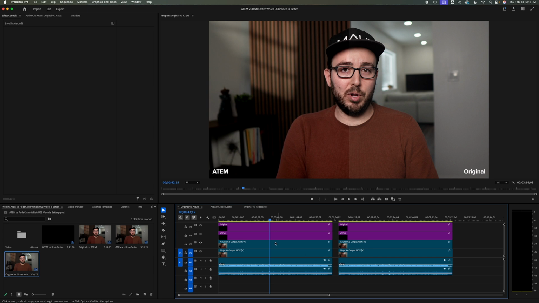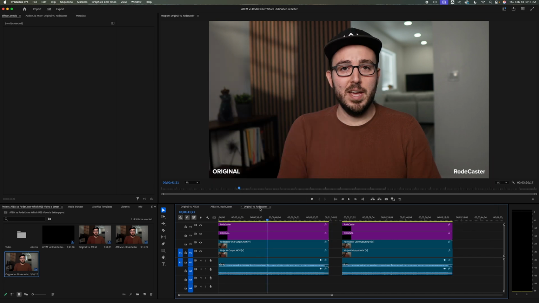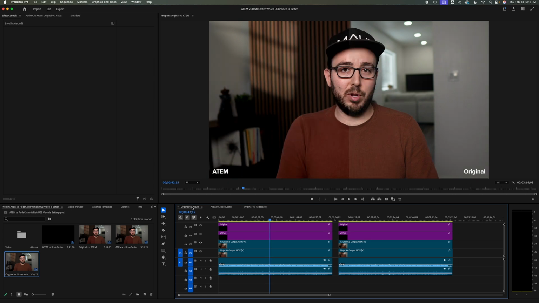So I have three different sequences. The first one is the original versus the ATEM, so you can see the ATEM footage is on the left, the original is on the right. Then I have the ATEM versus the RodeCaster. ATEM's right over here, RodeCaster is over here, split evenly down the middle. Lastly, I have the original footage that's out of the Atomos Ninja 5 and the RodeCaster footage on the right side, and it's actually split here. You can barely see it. So we're going to get into all of these.